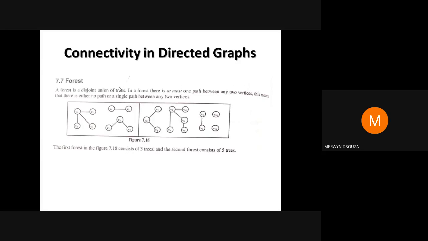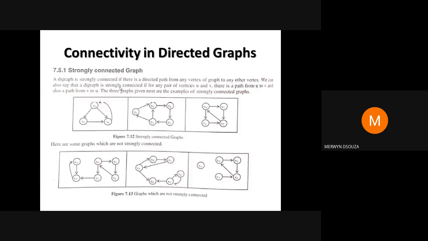So let's start with connectivity in directed graphs. Again in directed graphs, what is a strongly connected graph? Similar to your undirected graph, a digraph, yesterday I told you digraph stands in short for a directed graph, is strongly connected if there is a directed path from any vertex of the graph to any other vertex. In simple words, it means given any 2 vertices, there should be a path.